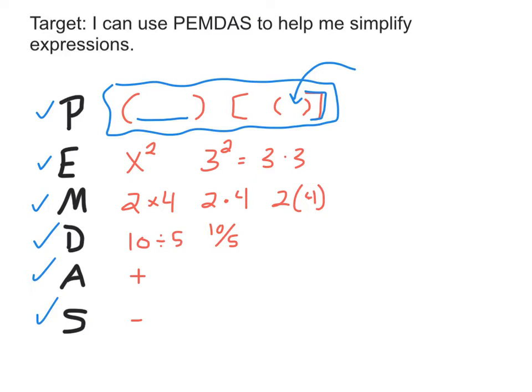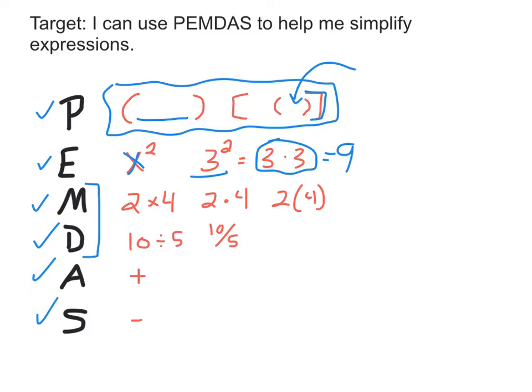The E in PEMDAS stands for exponents. So if you were to go inside the parentheses, you'd be looking for exponents first. But exponents have to happen before you do any multiplying or dividing, and then any adding or subtracting. An exponent is like x squared, or 3 squared. Just remember 3 squared is 3 times 3, not 3 times 2. 3 squared is 9.